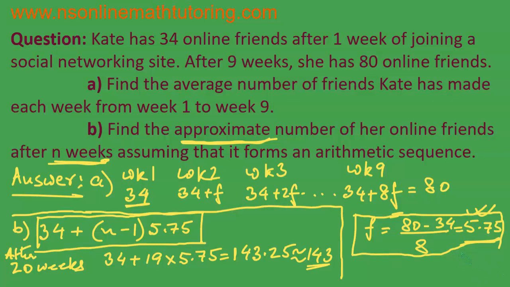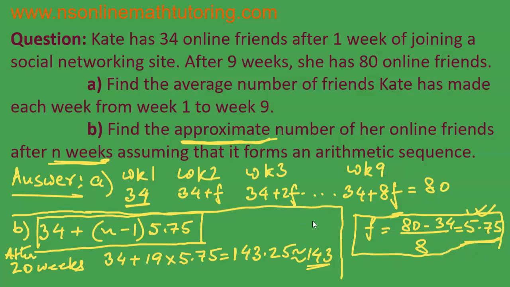If they ask us what is the number of friends she is having in the second week, I will be saying 34 plus 5.75. That is 39.75. So I will be approximating it to 40, and I will be saying that she is having 40 friends after week 2. Okay. For giving the number of friends, I have to give them a natural number or a positive integer. But the average can be in decimal. Okay.